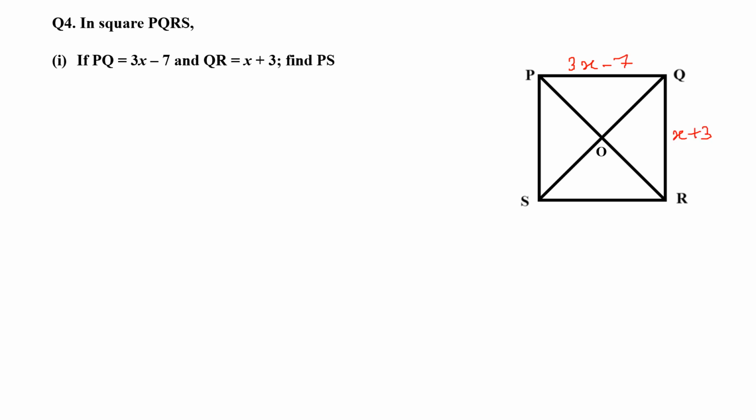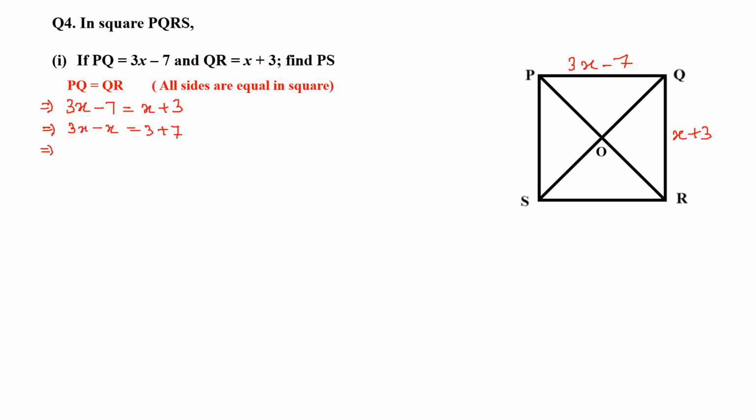Now in a square we know that all the four sides are of equal measure, right? So from here I can write that PQ will be equal to QR. The reason is all sides are equal. Now I am going to put the value of PQ as 3x minus 7 and QR as x plus 3. If you solve it, 3x minus x equal to 3 plus 7. So 2x equal to 10, and from here I can get my value of x as 10 by 2, which is 5.